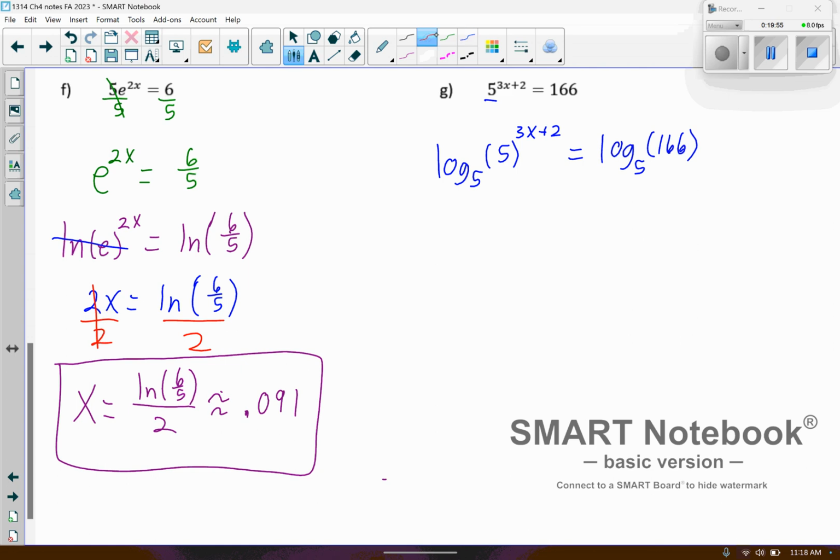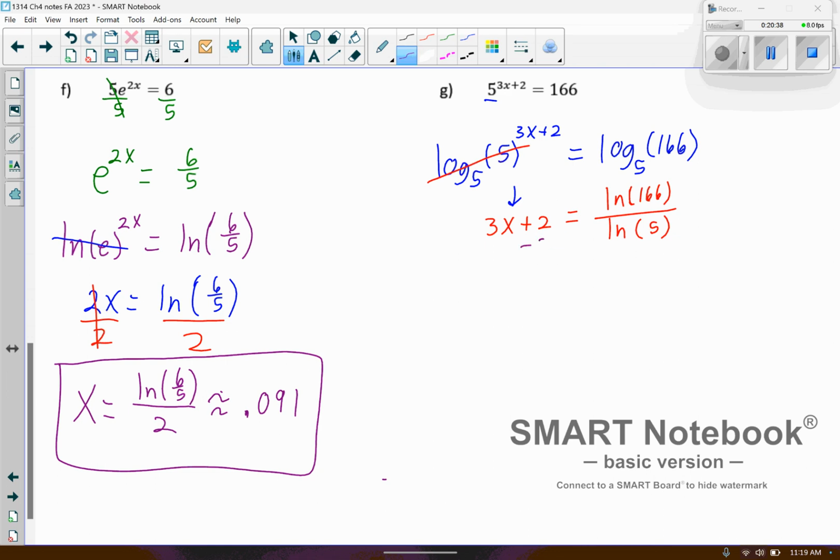Okay, so now that I have that log base 5 on the left side, I can cancel this out, and I'm left with 3x plus 2 equals, and then if we want to, we can go ahead and transform this into the change of base form because we're going to have to do that anyways. So log of 166 over, or well, we can do log or natural log. I've been using natural log, so I'll continue to use natural log. It doesn't matter. You can use either log or natural log as long as the bases match. So here we go. And now we just need to solve for x.